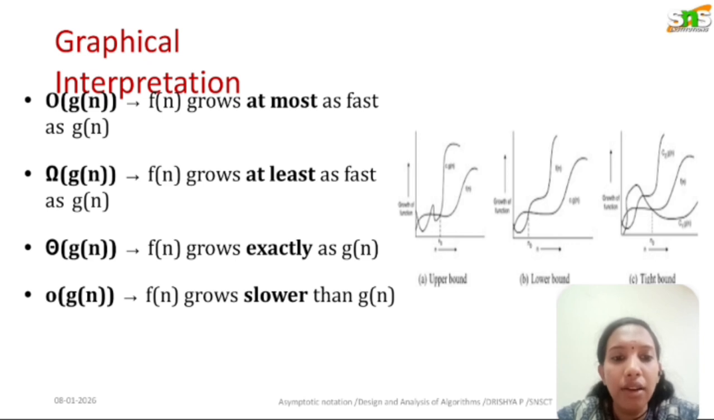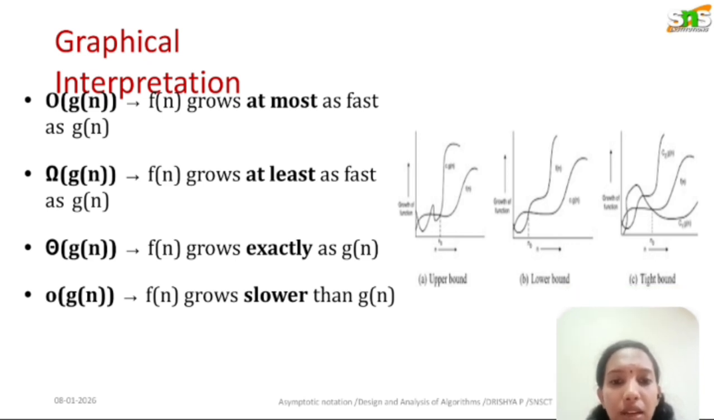This is the comparison, and this is the graphical interpretation of omega, big O and theta notations. Hope all of you understand big O notation, theta notation and omega notation, which are collectively known as asymptotic notation. It is one of the important topics in design analysis of algorithm. It is used for reducing the time complexity and space complexity.